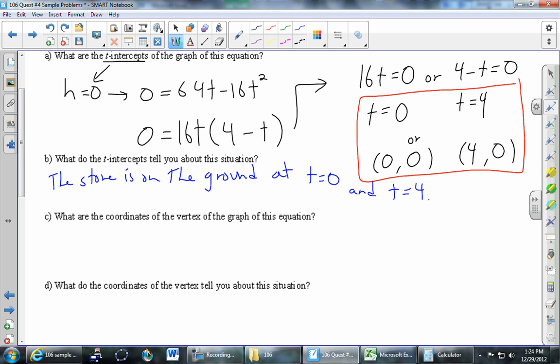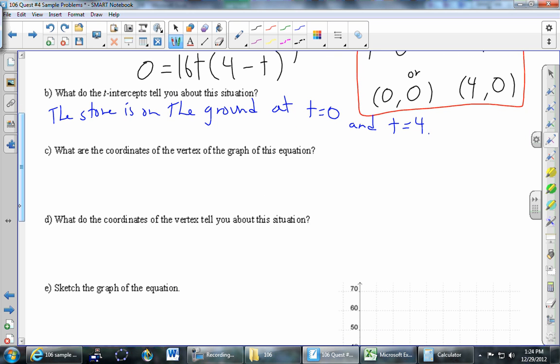Part C, what are the coordinates of the vertex of the graph of this equation? Well, if you've already done part A, then part C is pretty easy because of the symmetry. If you're looking at 2 points on a parabola and they're on the same horizontal level, like these two t-intercepts, then you can just average them to find where the vertex is. Easy way is to just take the two t-intercepts, 0 and 4, and average them. 4 divided by 2 is 2. Turns out the t-coordinate of the vertex is 2.